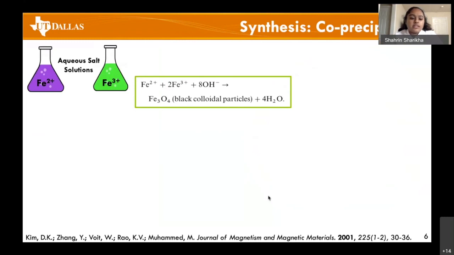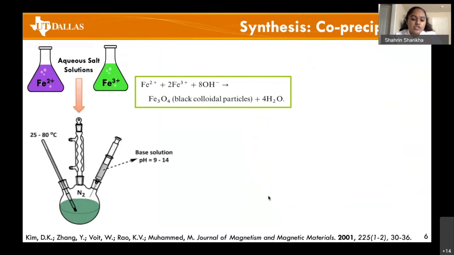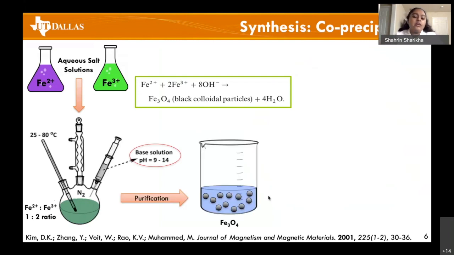With this method, essentially what happens is two salt solutions of iron 2 ions and iron 3 ions are mixed together. They're mixed together in an oxygen-free environment with the iron 2 to iron 3 ratio being 1 to 2. After doing that, a base like NaOH is added to the mixture, and it has a pH of about 9 to 14. And after purification, this procedure yields iron oxide nanoparticles in the form of black colloidal particles.